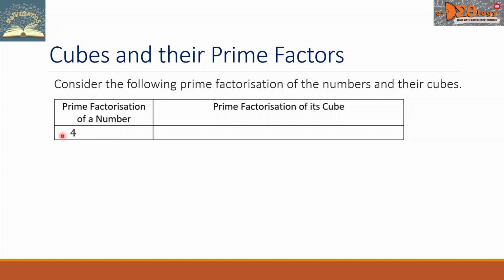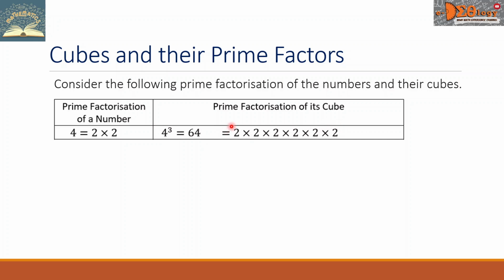The prime factors of 4 are 2 times 2. Actually, there's only one prime factor here, and that is 2. Now, let us cube the number 4. Here we have 4 cubed. This is 64. Now, let us write the prime factorization of 64.